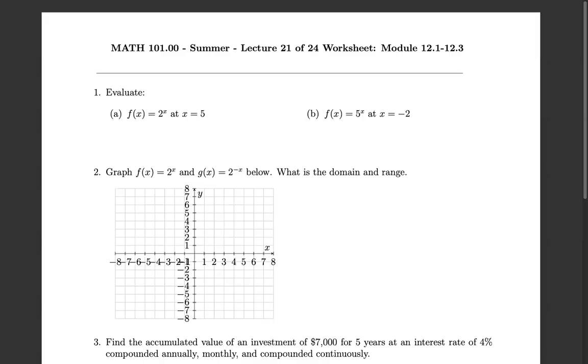Last lecture. So it's 21. Let me get my pen. So it's the last one for the summer.